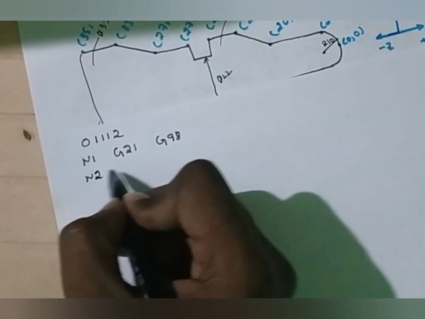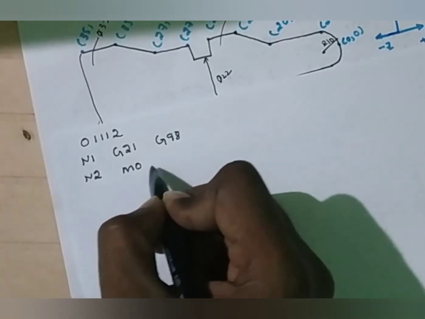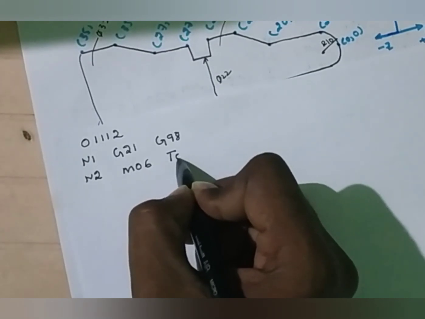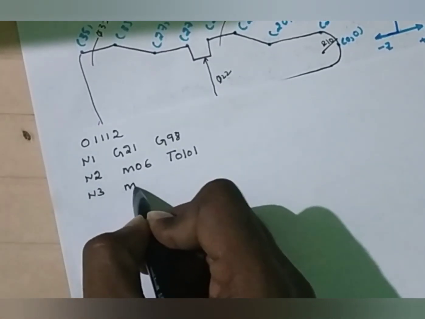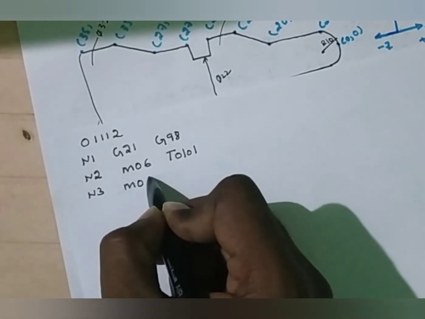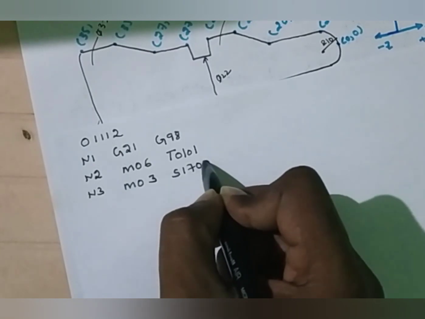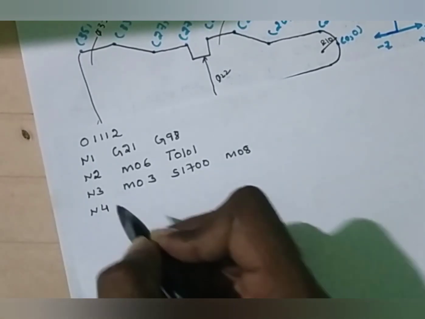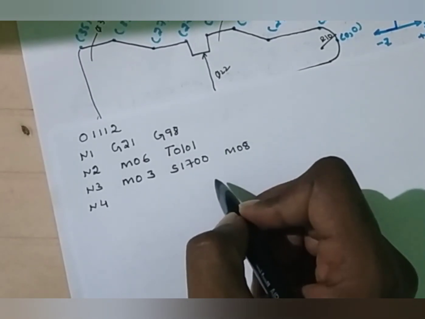Okay, the second line, I'm going to select the tool. The code to select the tool is M06, and the first operation I'm doing is facing, therefore T0101. Okay, N3, now I'm going to switch on the spindle, that is M03. I'm going to set the speed, let it be 1700 RPM, and switch on the coolant. Okay, now we have selected the facing tool. Now you have to write the syntax for facing.